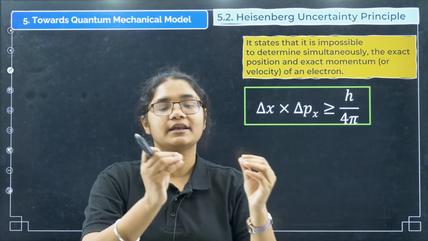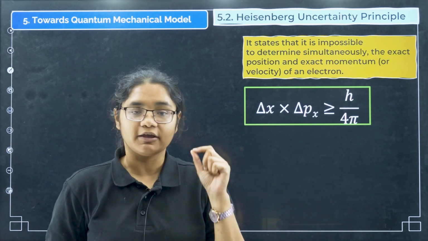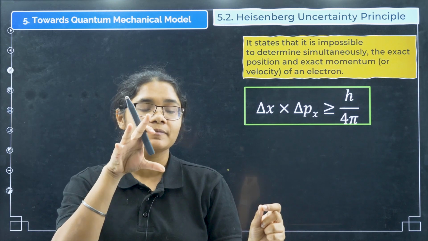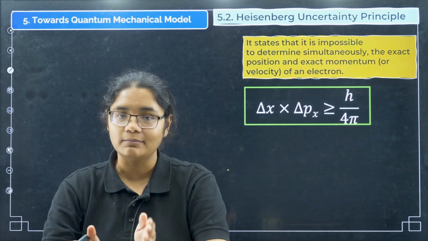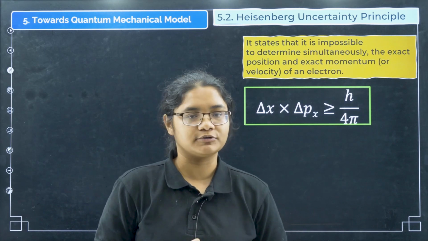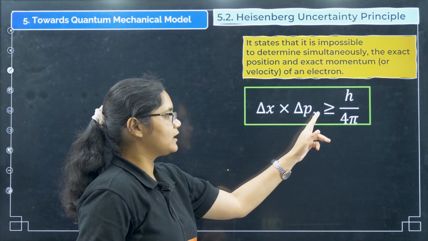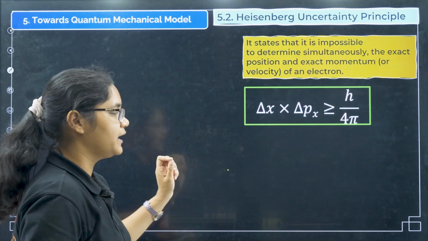Next, if I see Heisenberg uncertainty principle, it says that at the same time you cannot measure both the position and the momentum of an electron. If you measure position, there will be error in the calculation of momentum. If you measure momentum, there will be error in the calculation of position. So that is delta x into delta px will be greater than or equal to h by 4 pi.